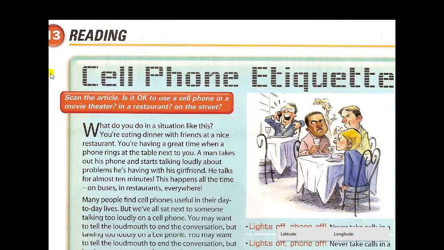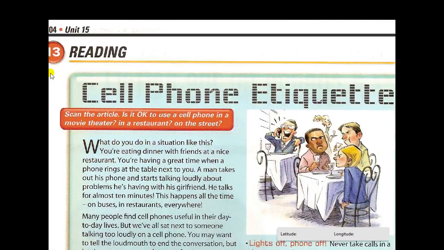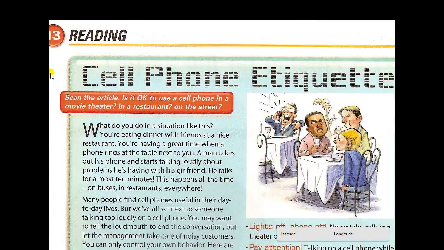Exercise number 13. In exercise number 13, this is the passage. Reading. Cell phone etiquette. Etiquette, American, with a soft T or D. British etiquette. Scan the article. Is it okay to use a cell phone in a movie theater, in a restaurant, on the street?